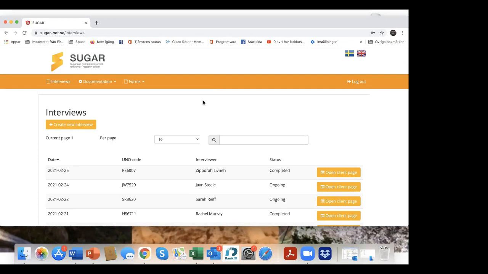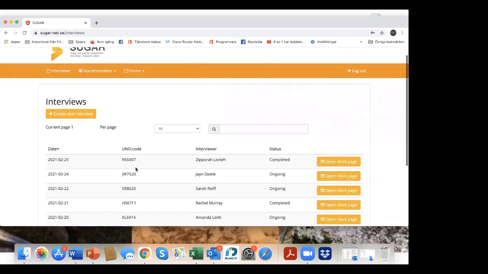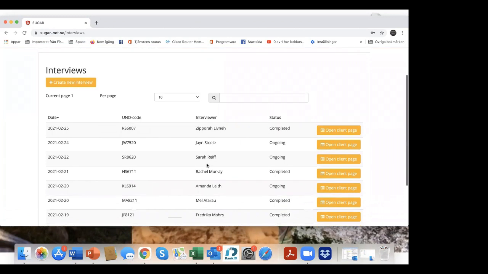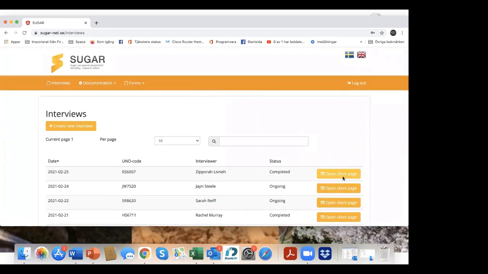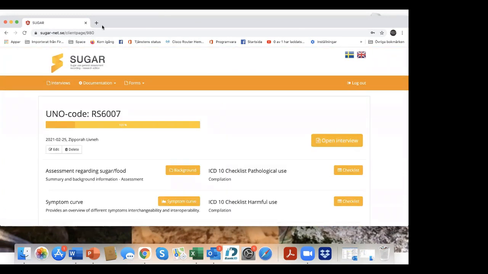And due to the GDPR, we only use Unicode. So there's never any names or birth dates or that kind of information in here. So only the ones that have done the interview. I have a master login, so I can see everybody's interviews. If I look here today, I will see that the one that Sippy did today was number 980. So that's how many we have done today. So there's a lot of clients we can do research on.